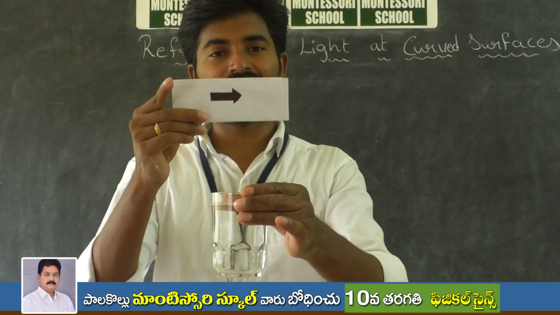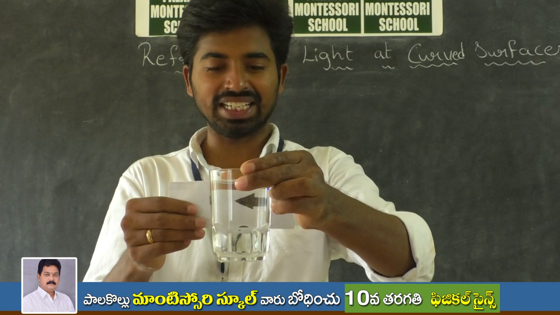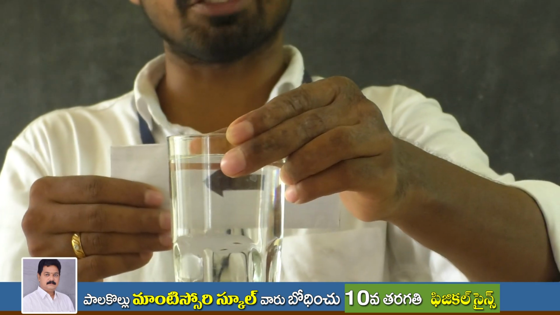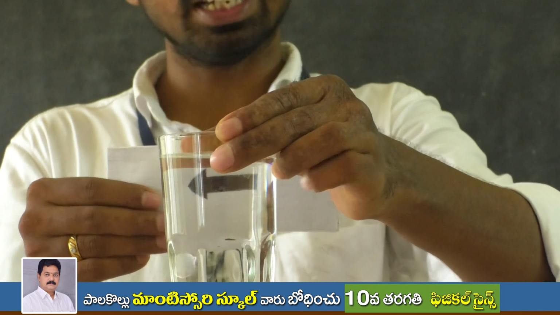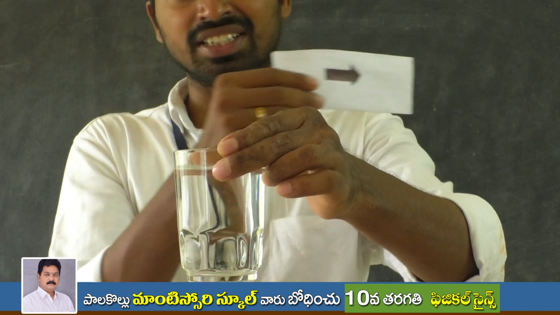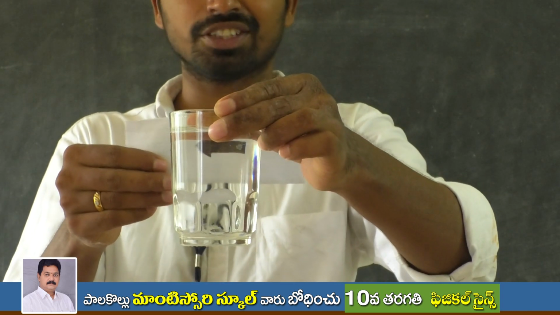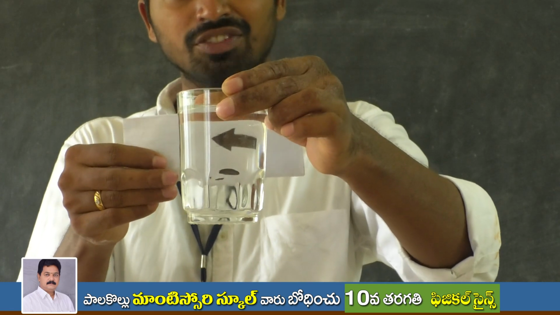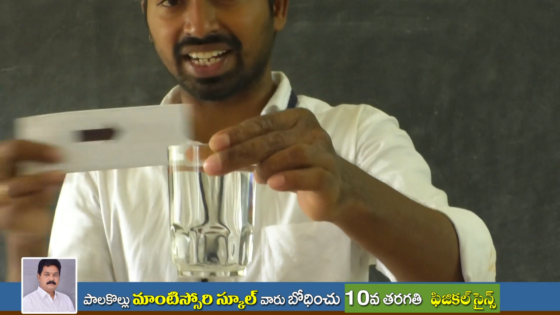side. If you observe the direction of the arrow through this beaker, what you will observe is the direction of the arrow is reversed. If you observe the direction of the arrow through the glass beaker containing water, the direction of the arrow will be towards this side. So how did this occur?